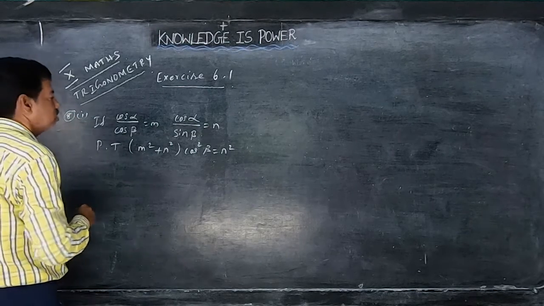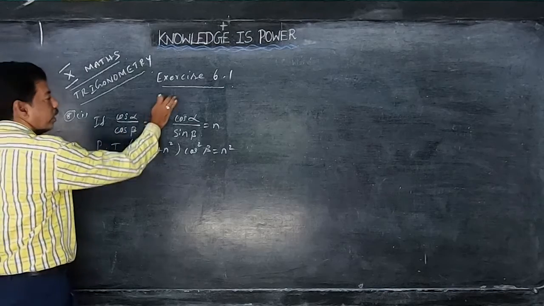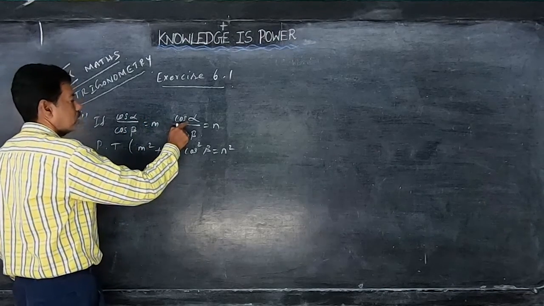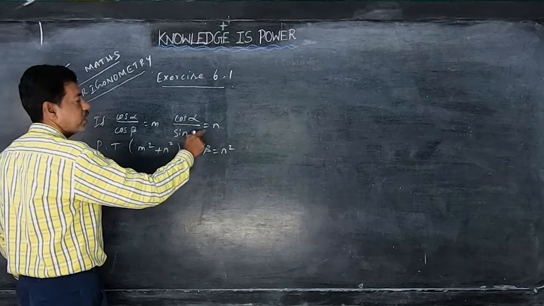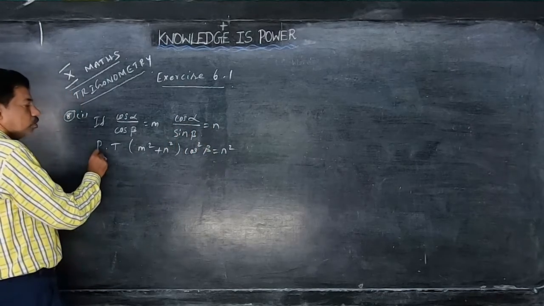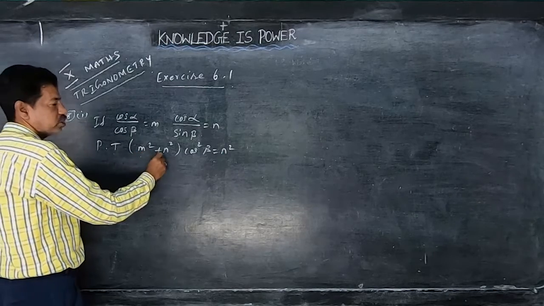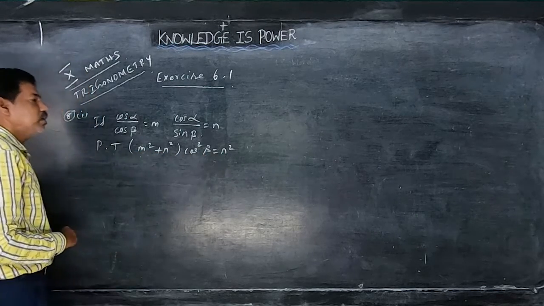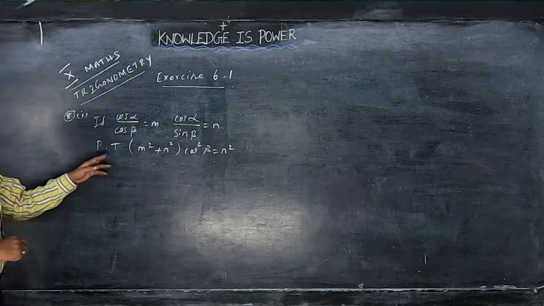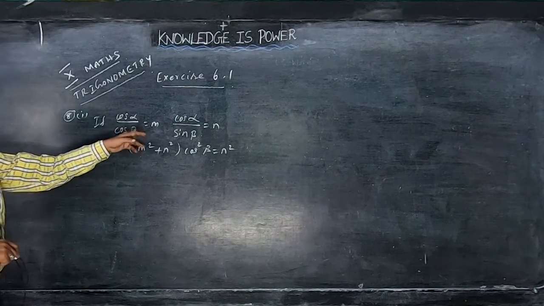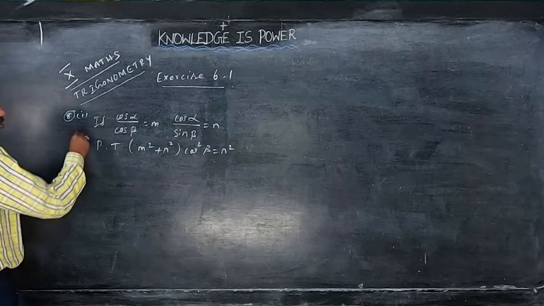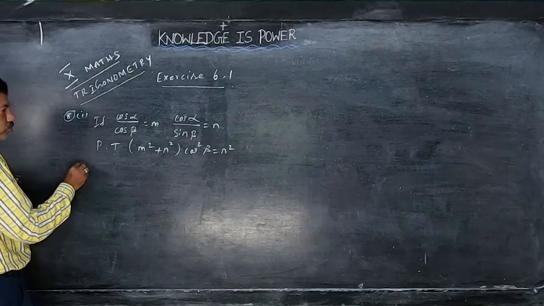8 first one: cos alpha by cos beta equal to m, and another one, cos alpha by sin beta equal to n. Prove that m square plus n square cos square beta equal to n square. So this is the question asked, to prove using these two concepts. Shall I start now? Listen. So question number 8, first one.